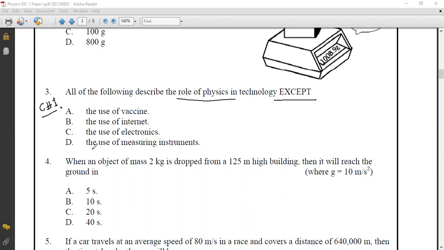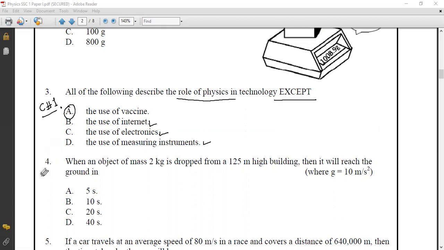One of the uses of physics in our daily life is the use of measuring instruments. This is very obvious, the role of physics in our daily life. Similarly, the use of electronics as well as the use of internet is a main basic role of physics. So the first option, that is the use of vaccines, is not the role of physics in technology, rather this is the role of biotechnology. So the correct option we have is option A.